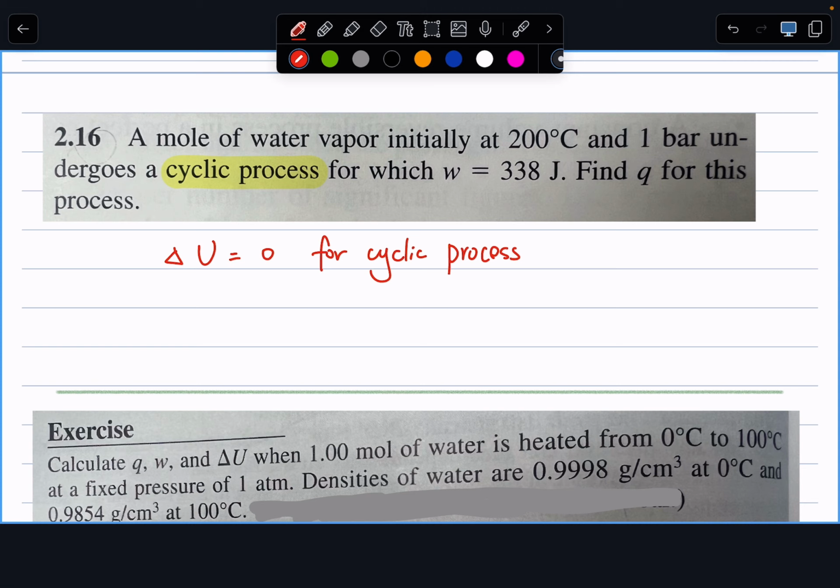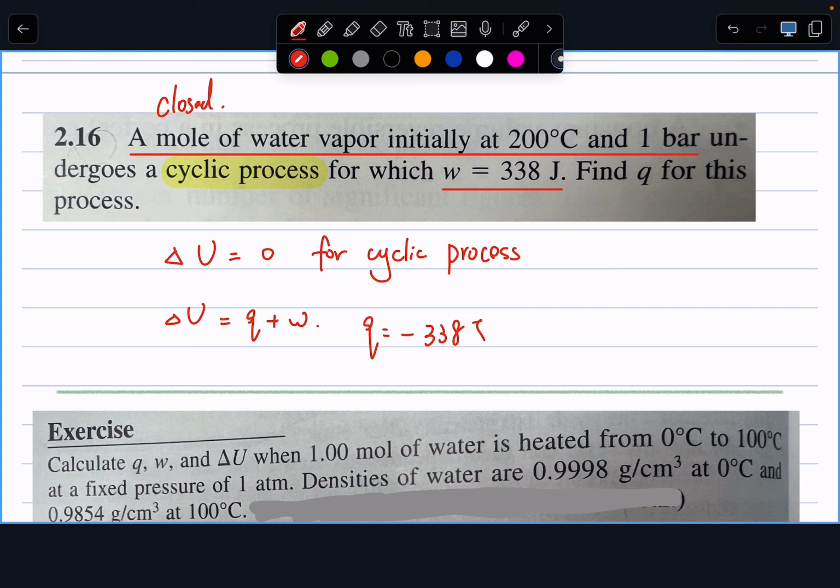And we also know for this system, which is, it's just giving us everything, but we can assume this one is closed. Because it's just 1 mole of water, there's no exchange, there's no reaction, and it's at rest and not undergoing any acceleration, no external field. So we can use our first law of thermodynamics, ΔU equals Q plus W. So knowing my W equals 338 joule, Q equals negative 338 joule.